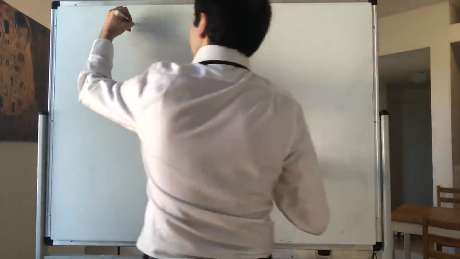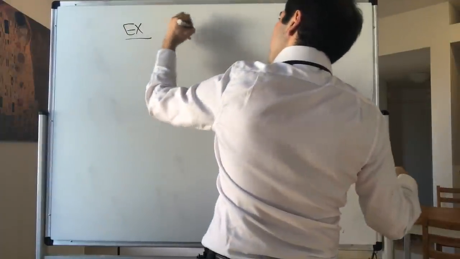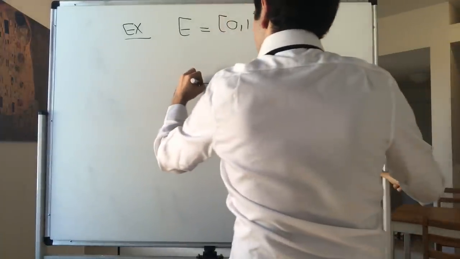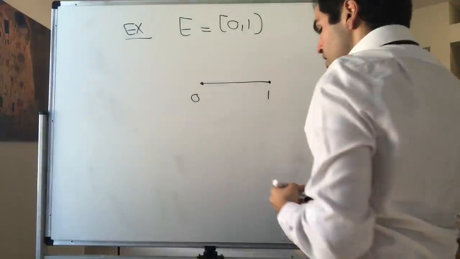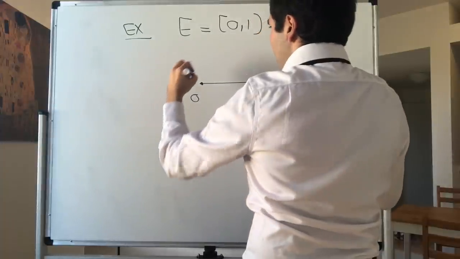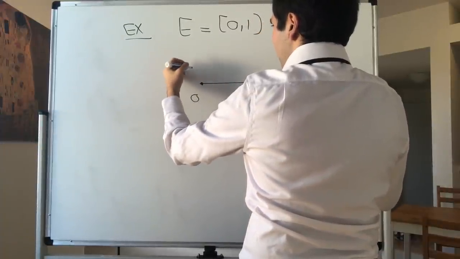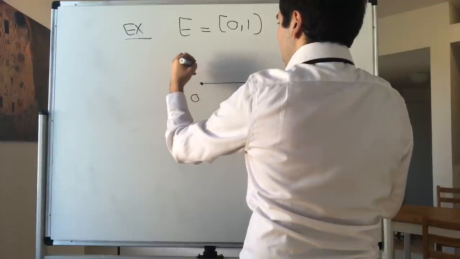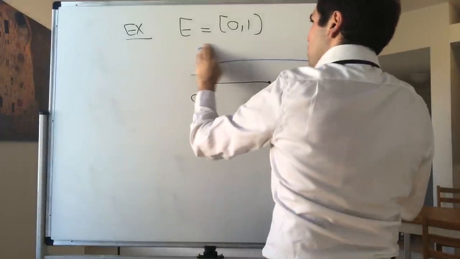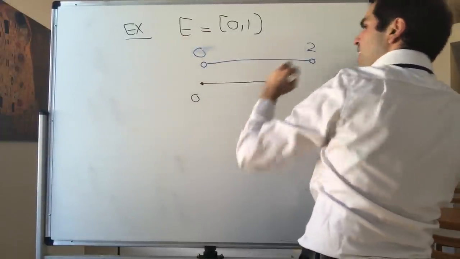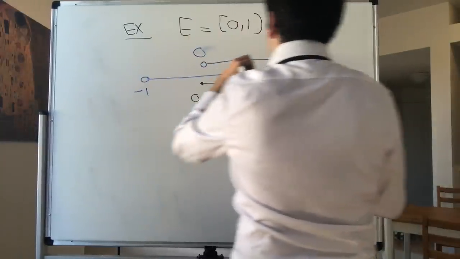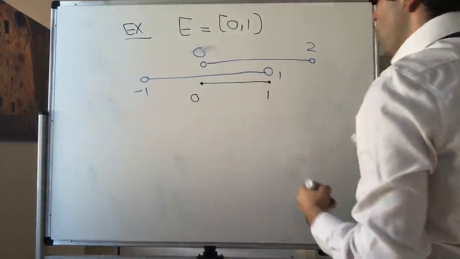So, for instance, consider the interval (0, 1). So just the interval (0, 1). And consider the following cover. So basically, I believe the interval (-1, 0), (2)... and then (-1, 1). And then (1, 3).